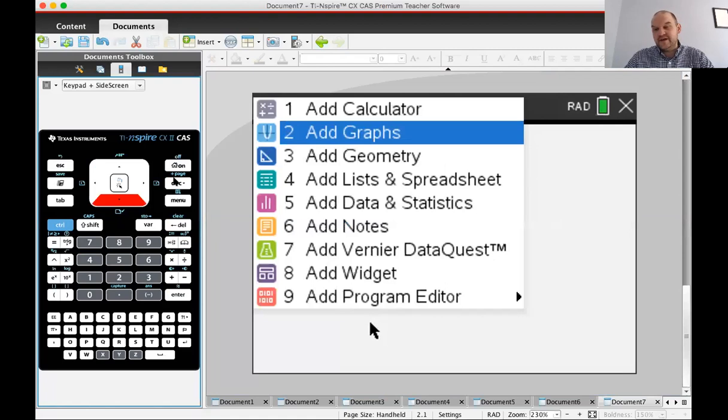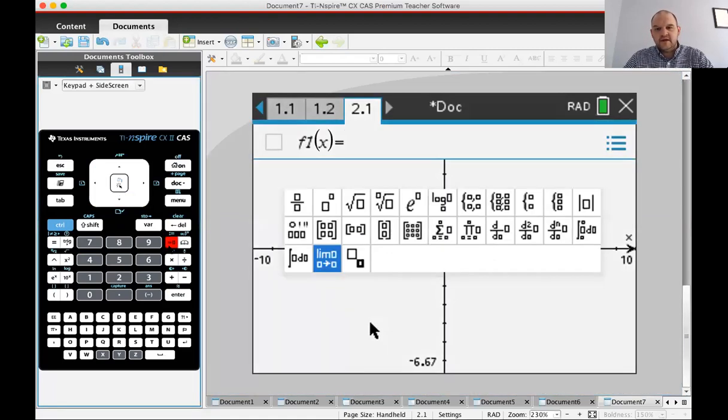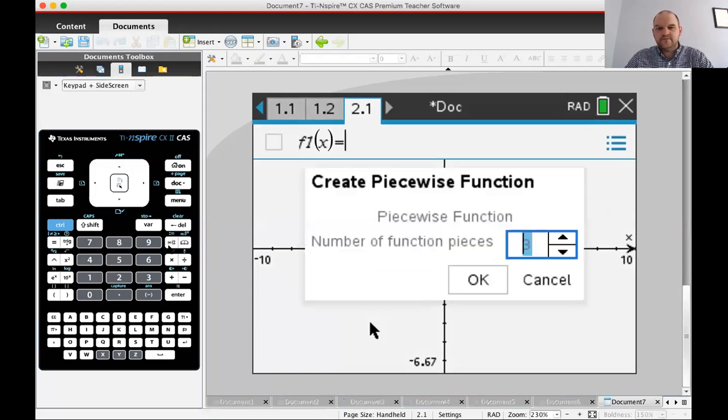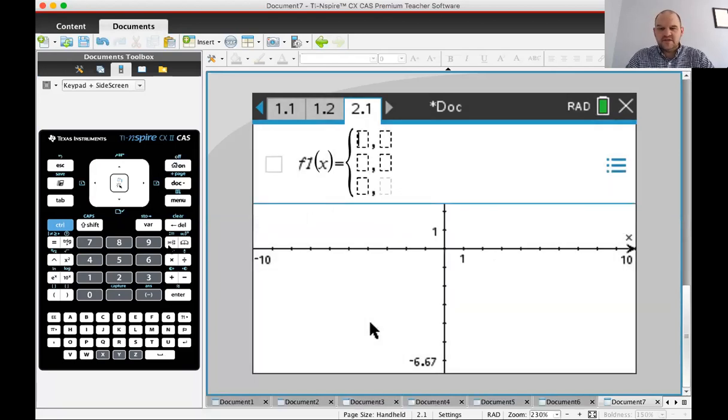I'm going to go to a graph page and use a template. I'm going to choose a piecewise function. So it's got to have 3 branches. 3 branches is the default, but you can choose whatever you want. The first branch is negative e to the x, using the e to the x key, plus 1. And that's when x is less than 0.